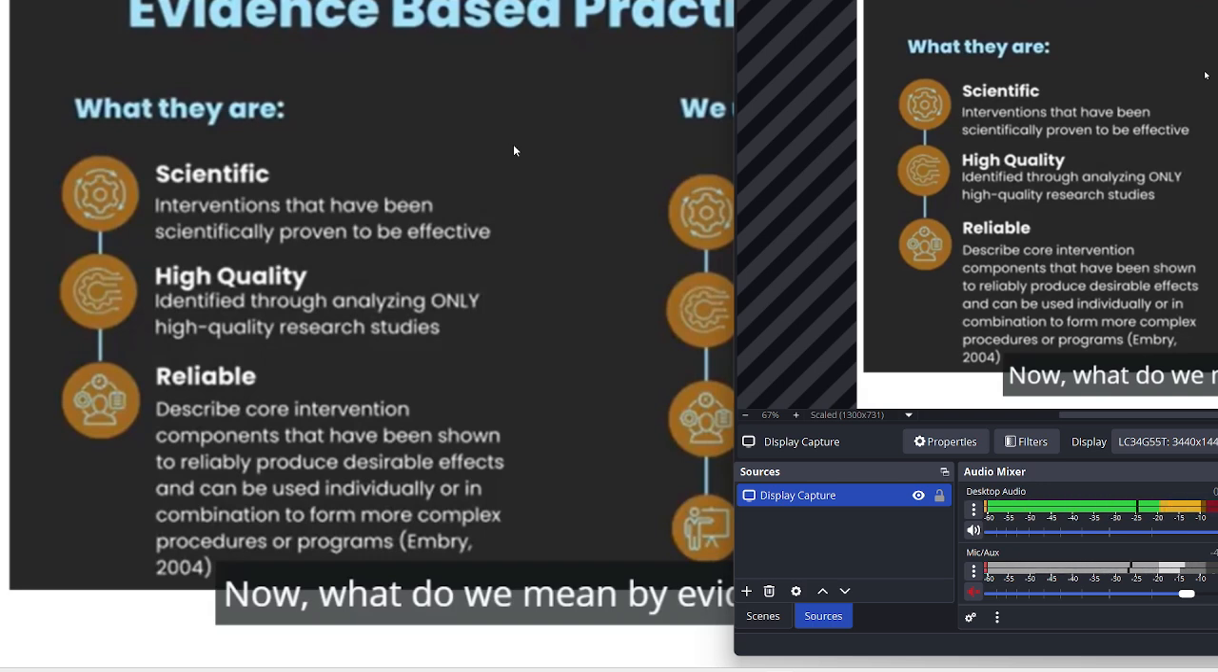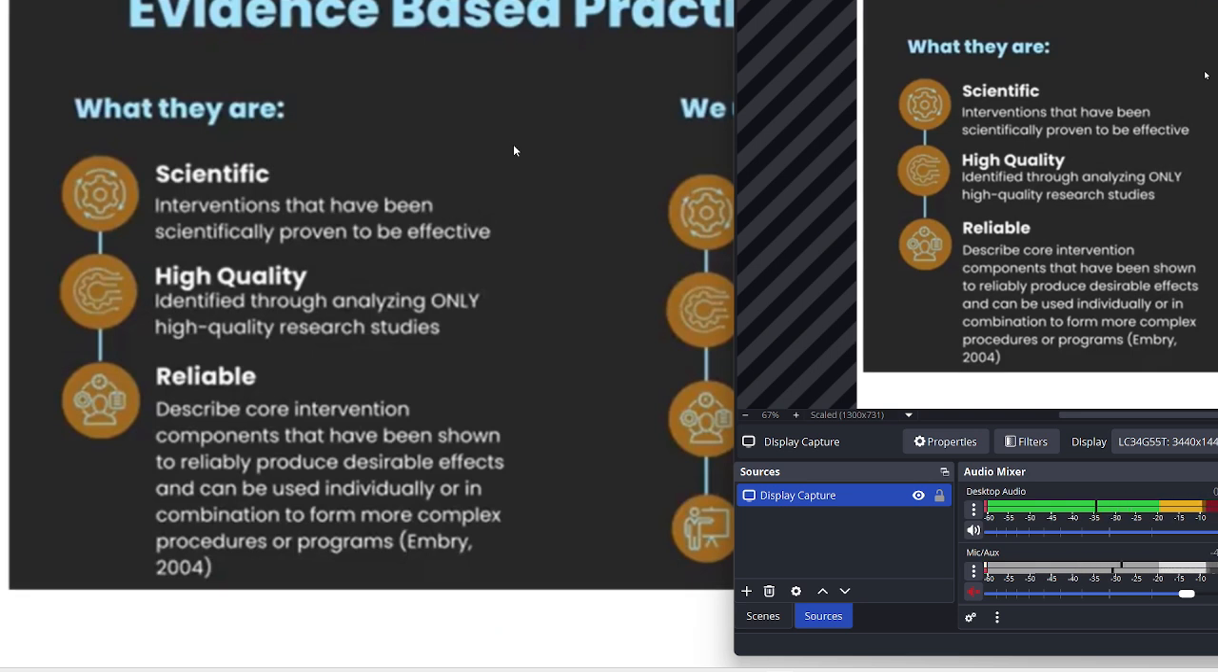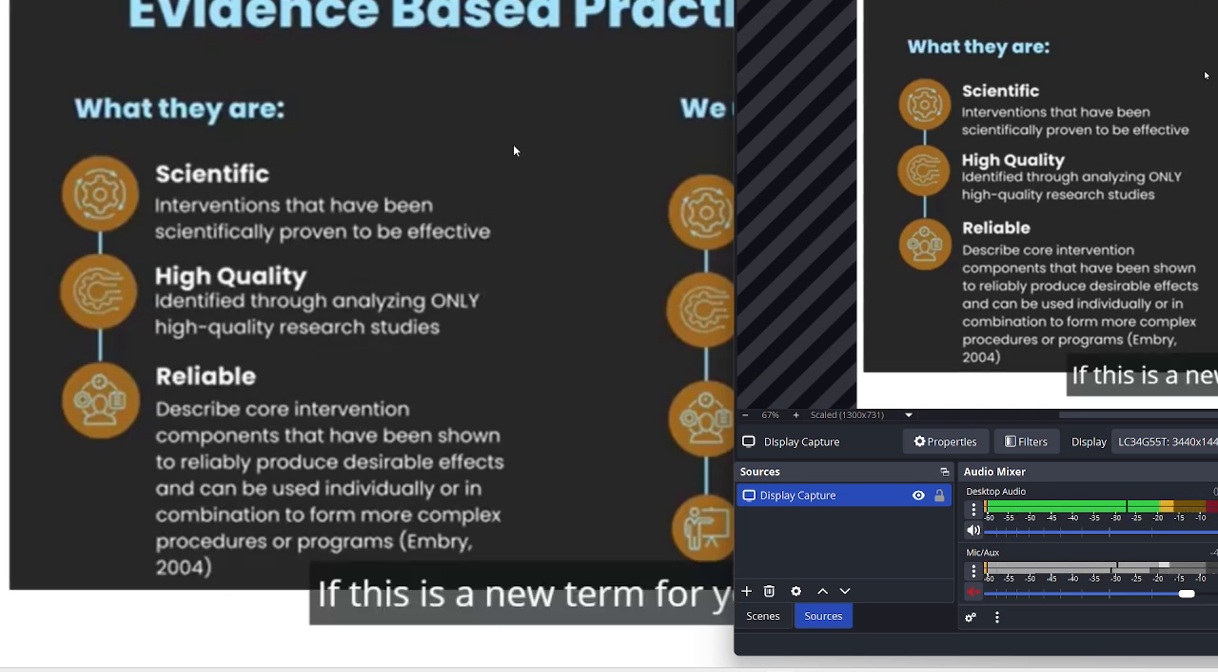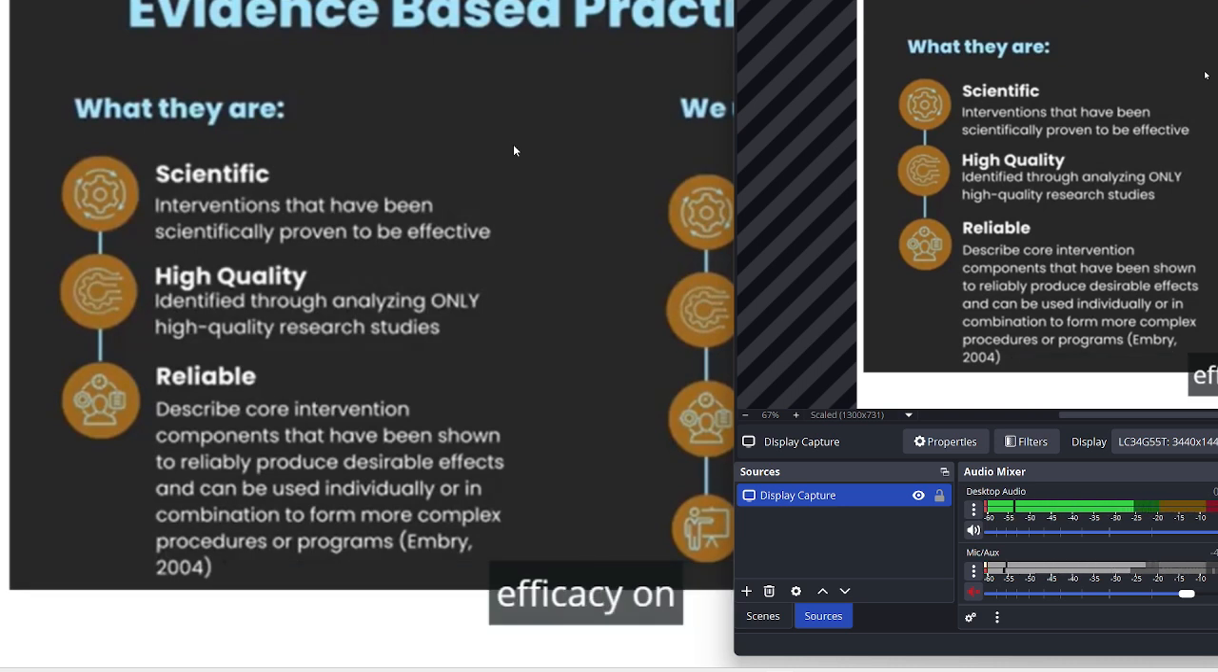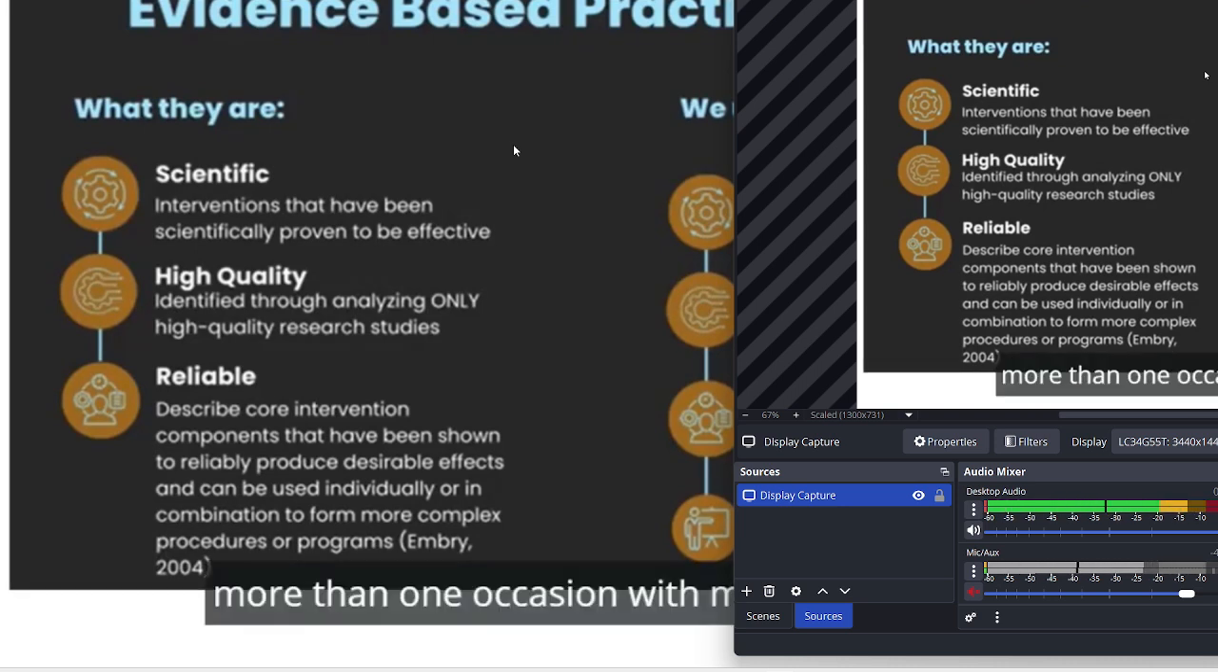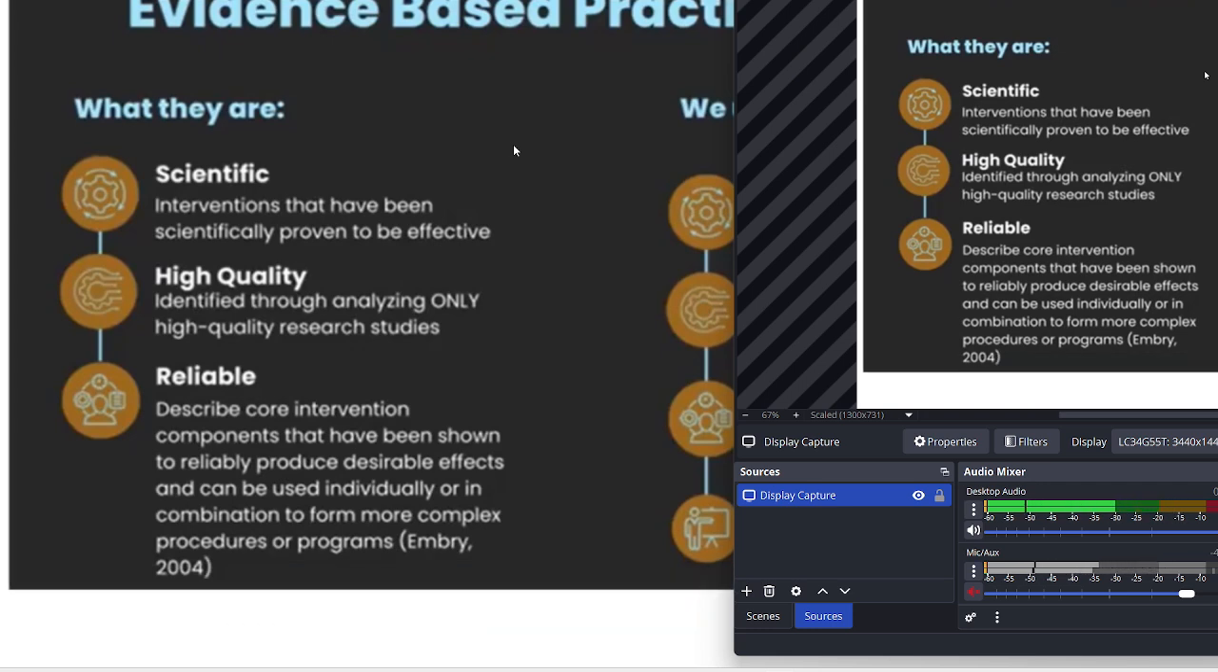Now, what do we mean by evidence-based practices? If this is a new term for you, you will want to know that evidence-based practices are scientific, they're high quality, and they're reliable at their core. This means that to be an evidence-based practice, there has to have been high quality research that has demonstrated its efficacy on more than one occasion with more than one individual.